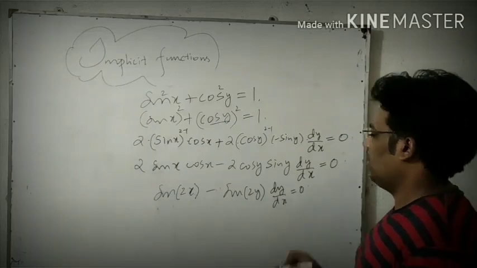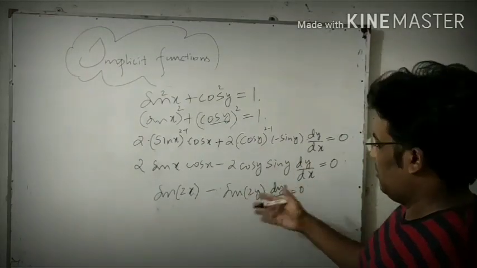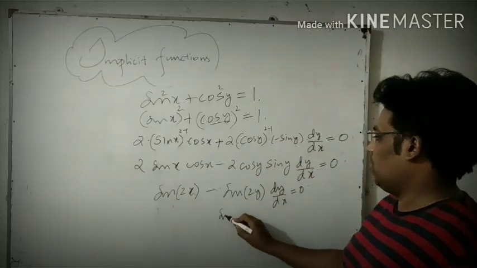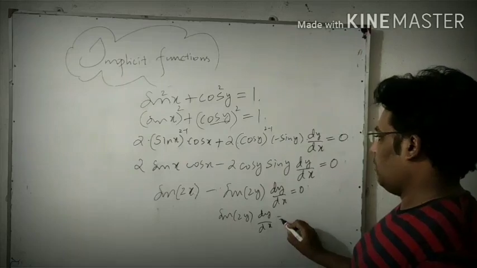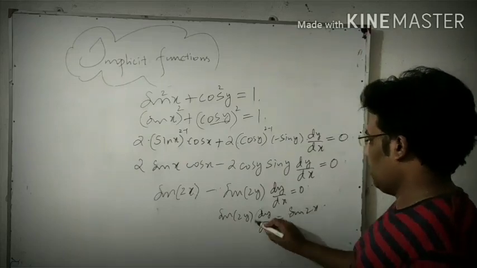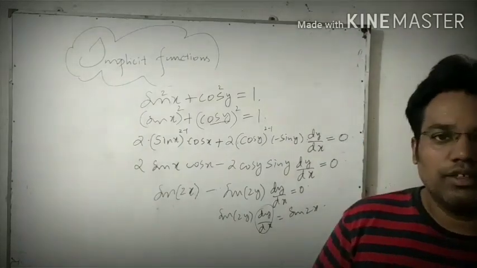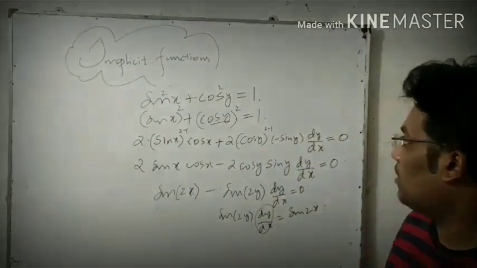So finally, just take this to the right hand side. So we'll be getting sin 2y into dy by dx equal to sin 2x. Finally, dy by dx is sin 2x by sin 2y. So that will be the result.